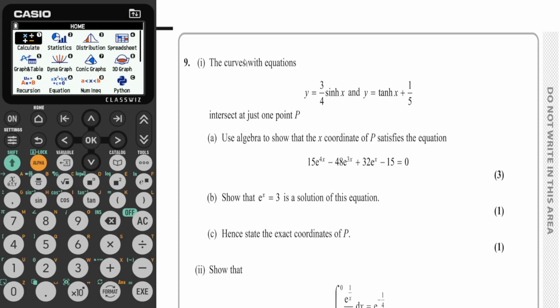Question number 9. For the first part, the curves with equations y equals 3/4 hyperbolic sine x and y equals hyperbolic tan x plus a fifth intersect at just one point P. Part A. Use algebra to show that the x coordinate of P satisfies the equation 15e to the 4x subtract 48e to the 3x plus 32e to the x subtract 15 equals 0.